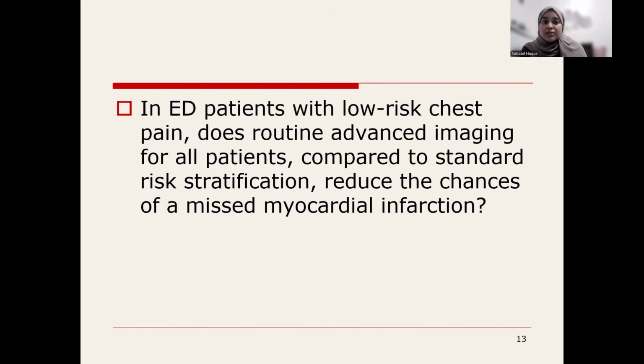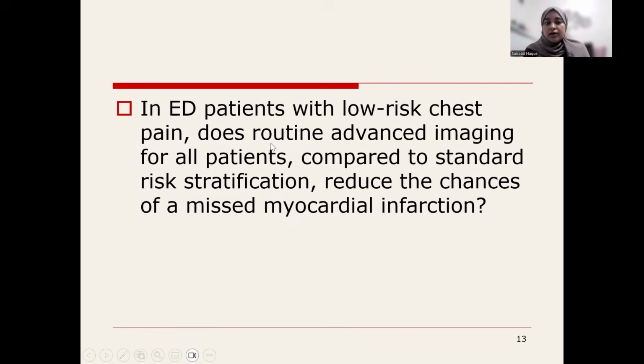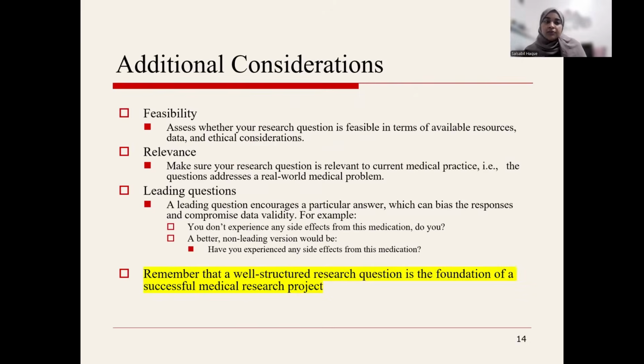And so this brings us to another important point when asking a research question, which is the feasibility of research. So some additional considerations that you must have in your research question is feasibility, whether you're able to perform the research question in terms of available resources, data, and ethical considerations. Ethically, if you are making all the patients who have low risk chest pain undergo advanced imaging, are you not taking the resources away from people who might need it more? So that is a bit ethically challenging, right? So that's one of the things that you can consider, which is feasibility.